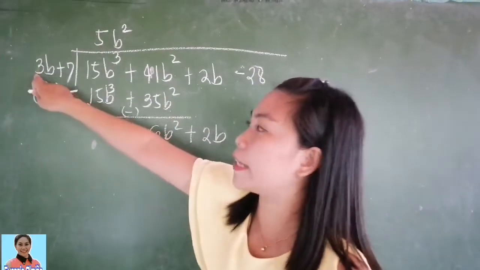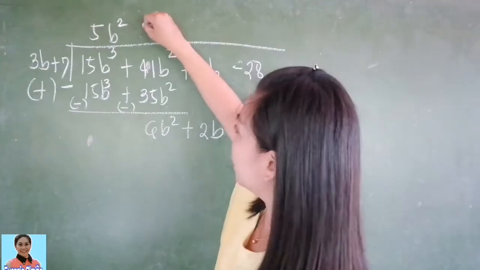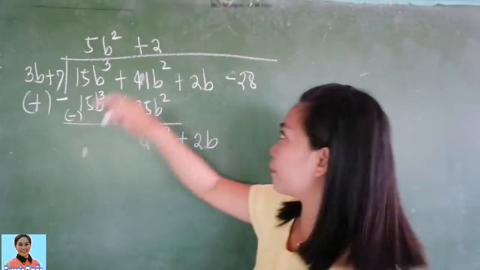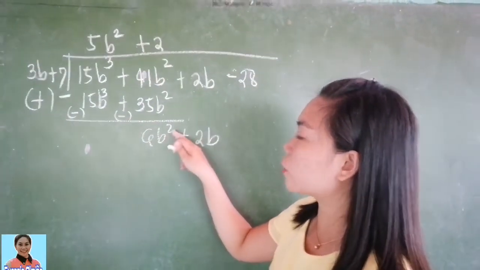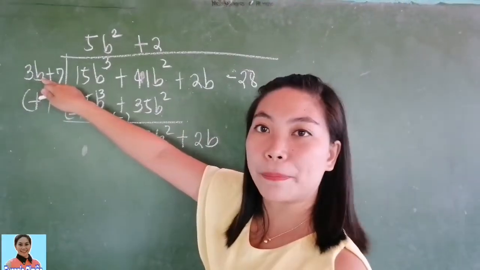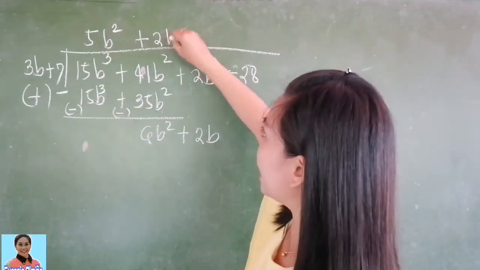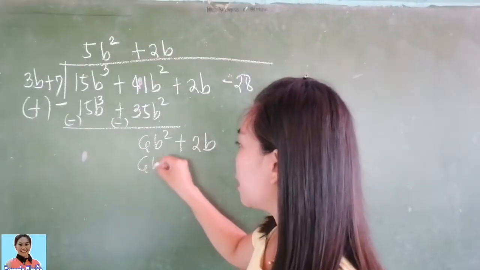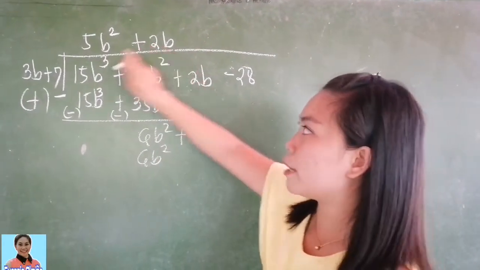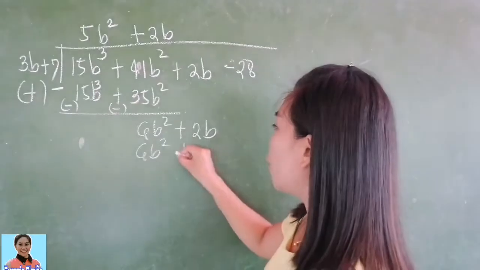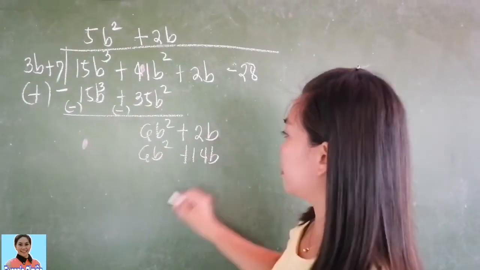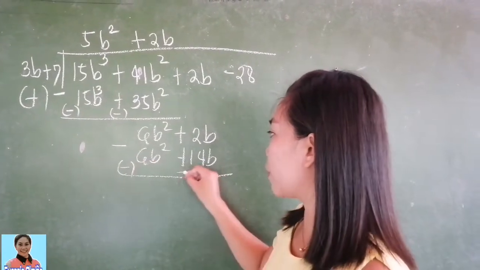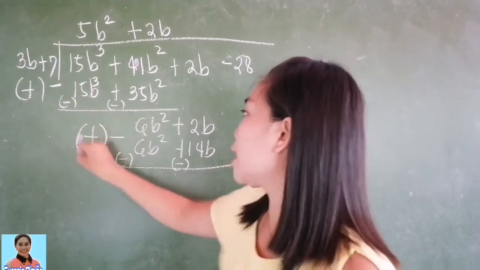So, 6 divided by 3, we have 2. Plus 2. Bakit po positive? Kasi both are positive. Now, b squared, so 2 minus 1b dito, we have b na lang. So, 2b multiplied by 3b, you have 6b squared. 2b multiplied by 7, you have 14b. Then, subtract. Change the sign of the subtrahend, then proceed to addition.